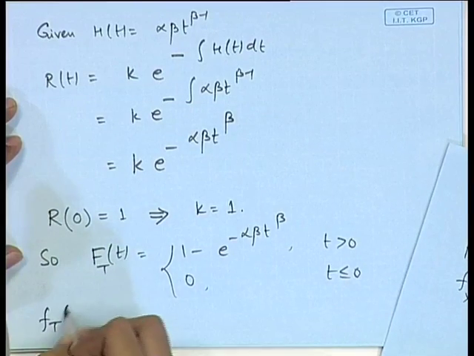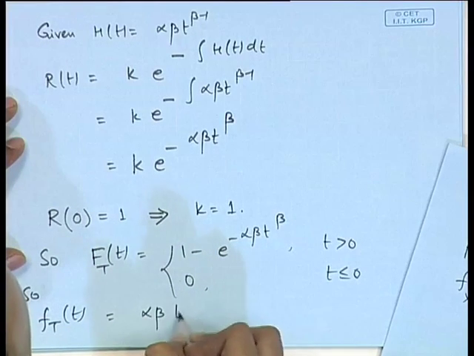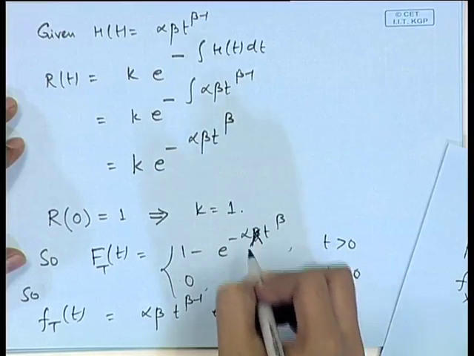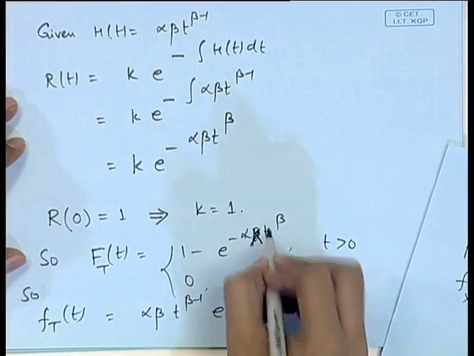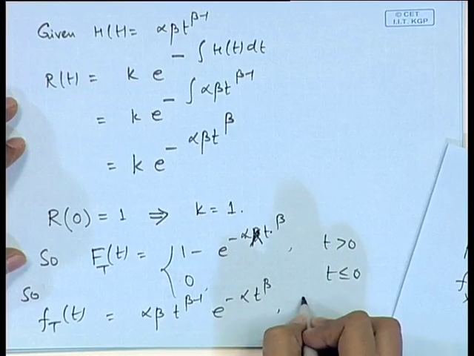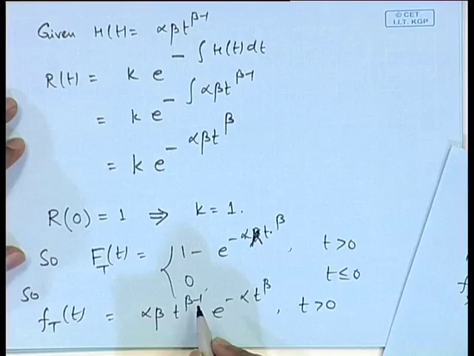So, the density function is equal to alpha beta t to the power beta minus 1 e to the power minus alpha t to the power beta, which is nothing but the probability density function of the Weibull distribution.